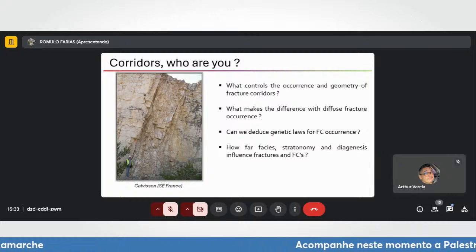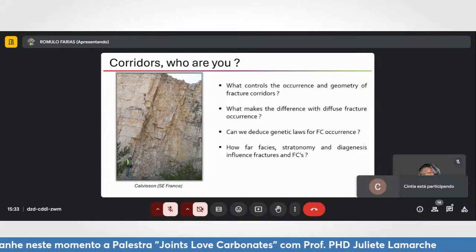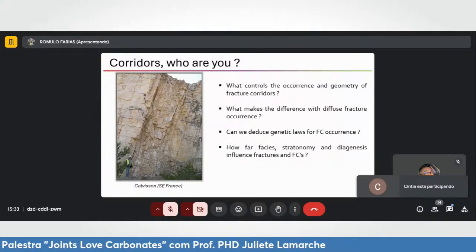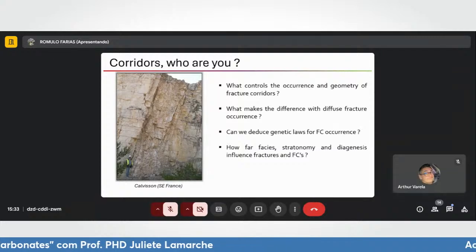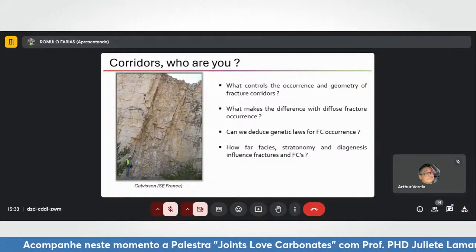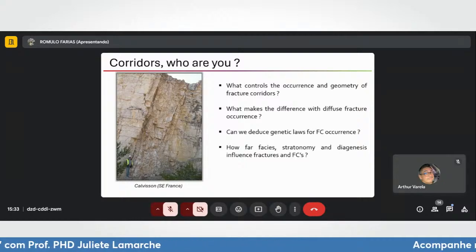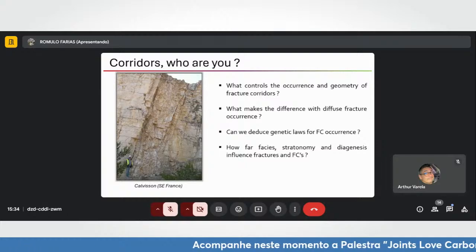So what controls their occurrence and their geometry? We don't really know. What makes the difference between diffuse fracture occurrence and corridor occurrence? We still do not really know. There is some modeling, but it's still unclear, and mechanicians have no answer. Can we deduce the genetic laws for corridor occurrence? Till now we have ideas, but it's still a challenge. And how far do facies, stratigraphy and diagenesis influence corridors? We've seen it on fractures. Is it the same for corridors? For this, I have a couple of answers.